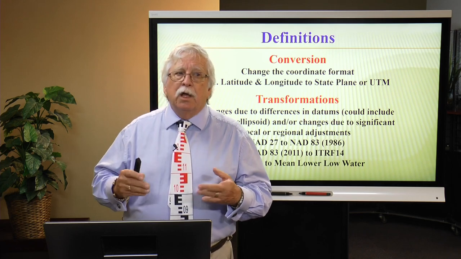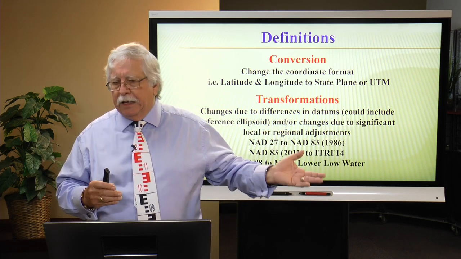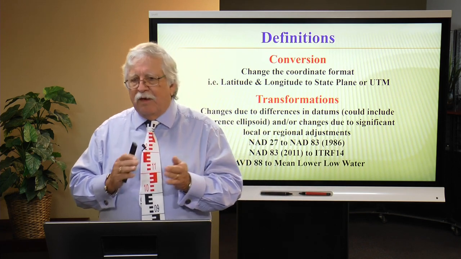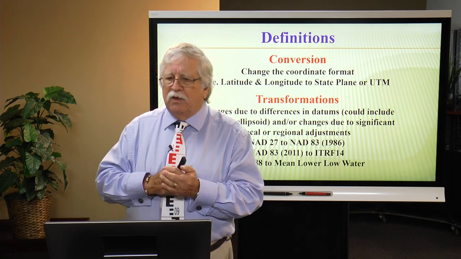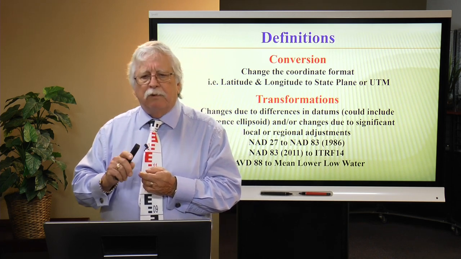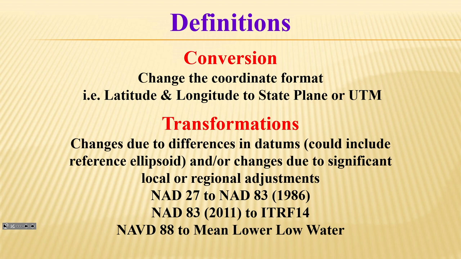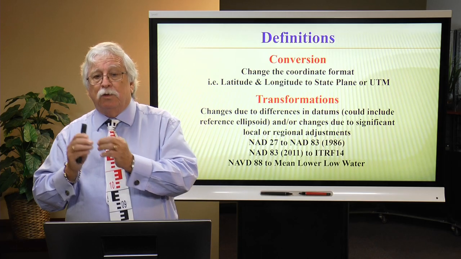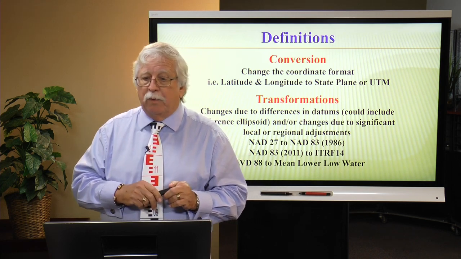So when you're talking about a conversion, you're not converting between NAD27, let's say, and NAD83. You're converting between NAD27 latitude and longitude and NAD27 state plane coordinates. Transformations, on the other hand, almost invariably involve different datums, and/or large regional or national adjustments. So in the United States, for example, we've had a number of iterations of the North American Datum of 1983. The datum has not changed. The internal integrity of the data has changed. And so those are transformations, but they're not involving a change in the actual datum itself. Hopefully this will be a little bit clearer by the end of this presentation.